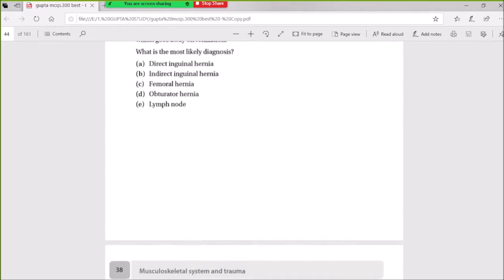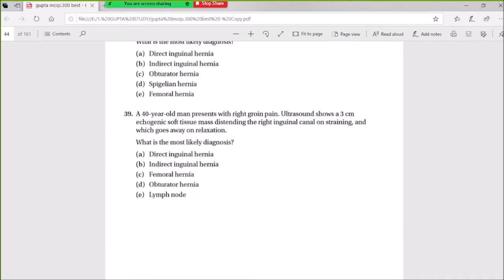Again, a 40-year-old man with right groin pain, ultrasound shows a 3 cm echogenic soft mass in the right inguinal canal on straining, which goes away on relaxation. So it is indirect inguinal hernia. It goes away on relaxation, so indirect inguinal hernia, and you can only see it on ultrasound.